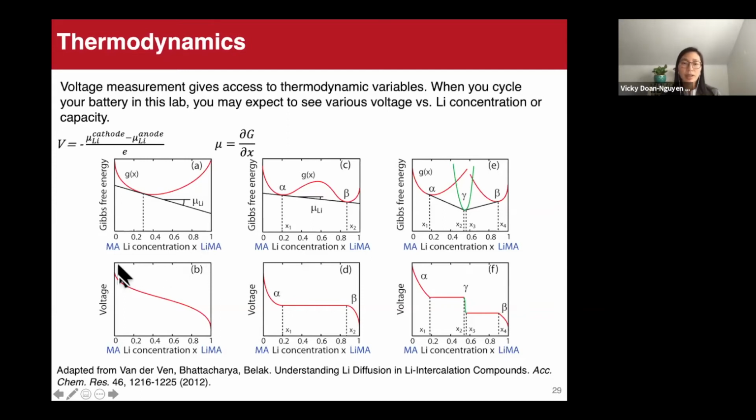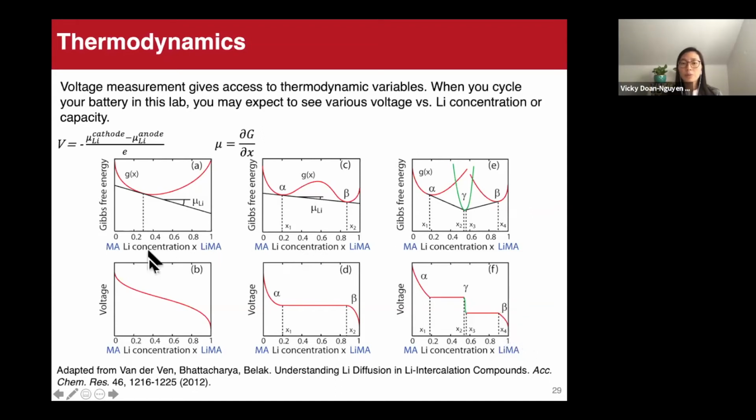So you can see that you can have 3 different types of cases to start off with, where you could have a voltage as a function of lithium concentration looking like this, where it's a little bit slopey, or you could have a dramatic decrease in voltage and then a plateau, and then a dramatic decrease in voltage again. Or you can have a rapid change in voltage, a plateau, and then a jump, and then another plateau, and then a decrease in voltage again.